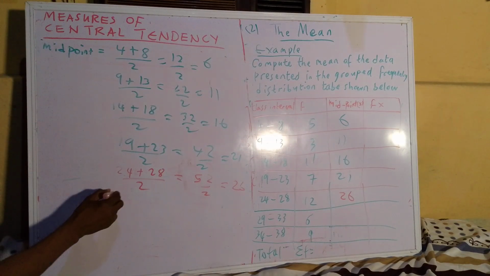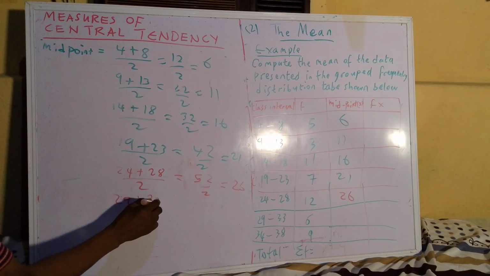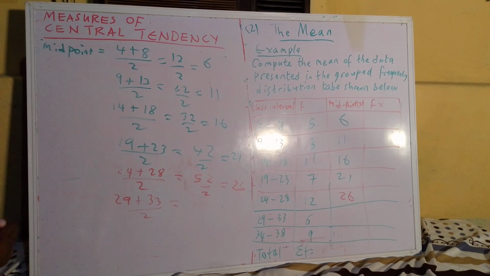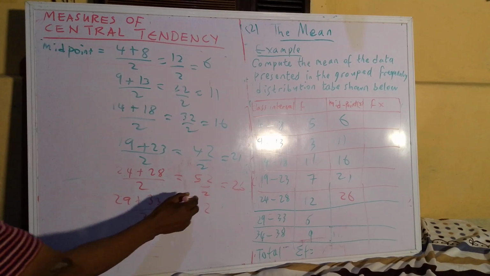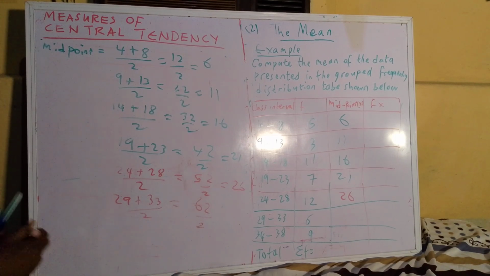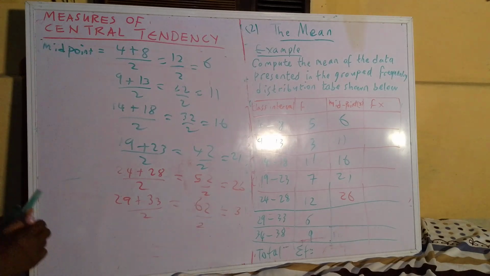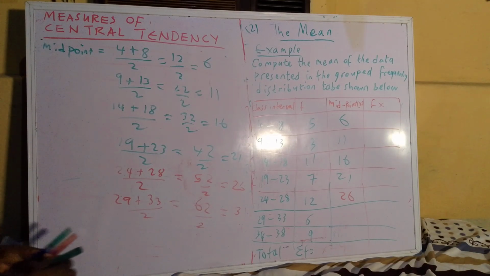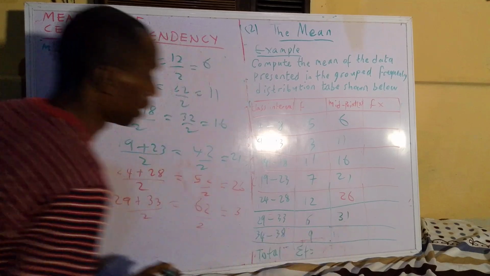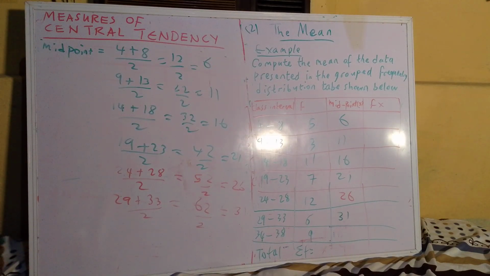So the next one is 29 plus 33 divided by 2. And that will give you what? 62 divided by 2. And that will be what? 31. I hope I'm correct. Yeah.